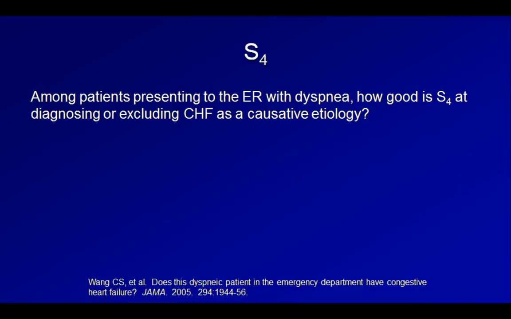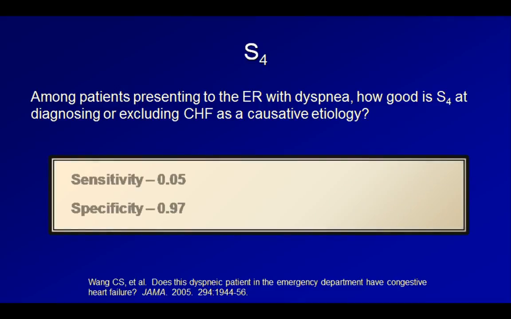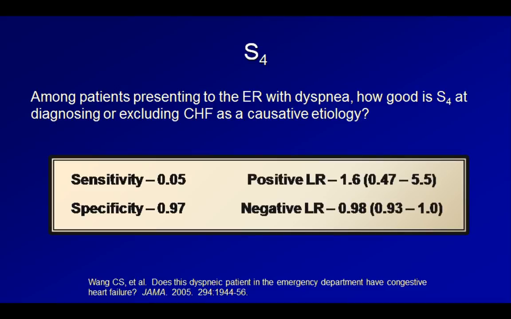How about an S4? How good is that at diagnosing or excluding CHF as a causative etiology of dyspnea in this population? The sensitivity was a dismal 5% and the specificity was 97%. This translates to a positive likelihood ratio of 1.6 and a negative likelihood ratio of 0.98, neither of which were statistically significant. Therefore, the presence or absence of an S4 is not helpful at diagnosing or excluding CHF.